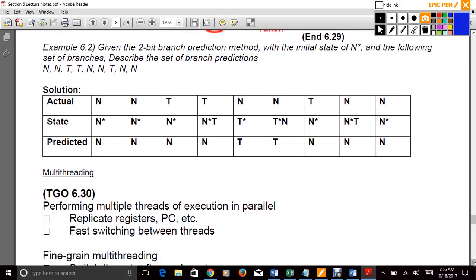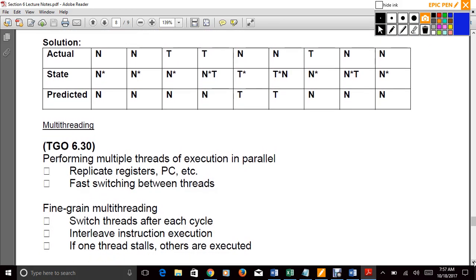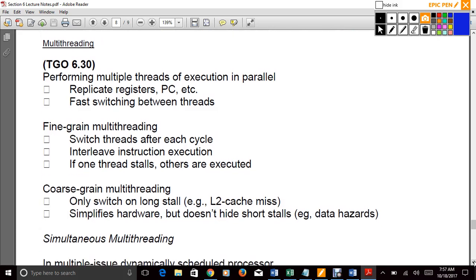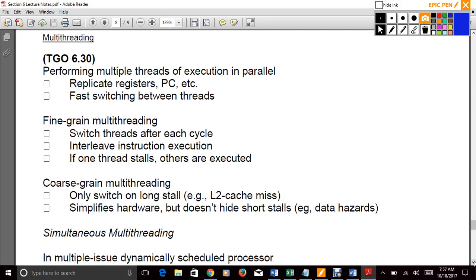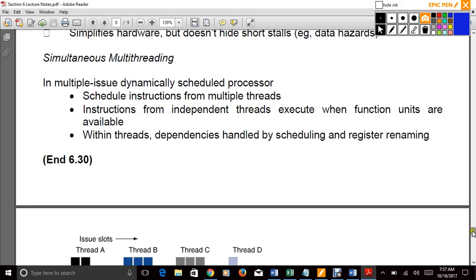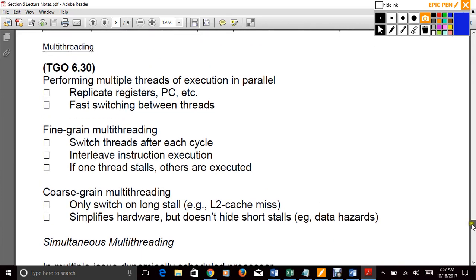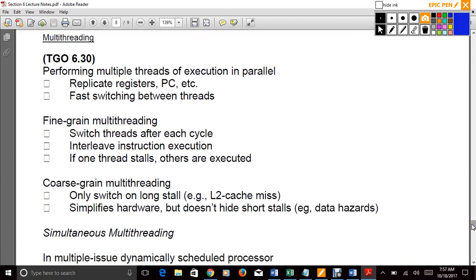So the last thing we're going to be going over in this course is the concept of multi-threading. And this is something that's going to be discussed quite a bit when we get into Tensilica processor fundamentals. And so I would expect 6.30 to be on the exam as well. What is multi-threading? Multi-threading is performing multiple threads of execution in parallel.